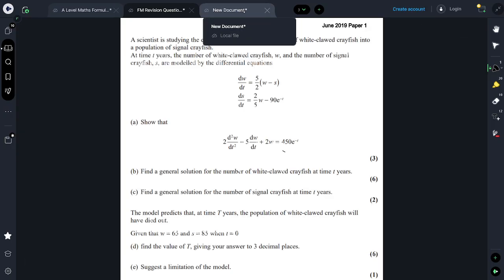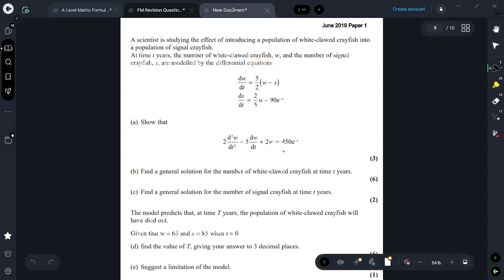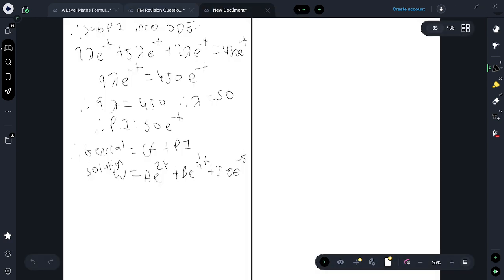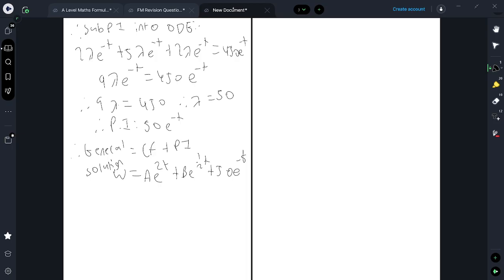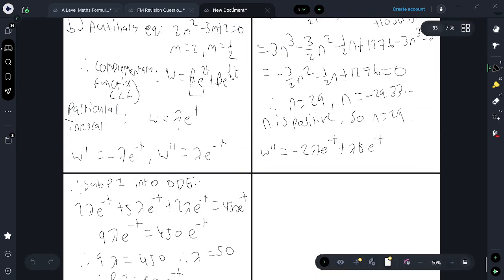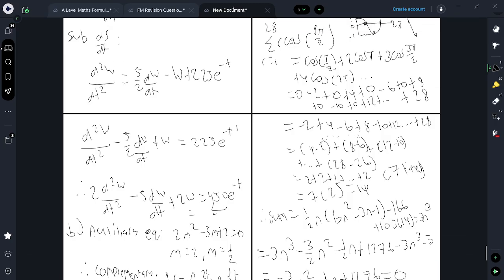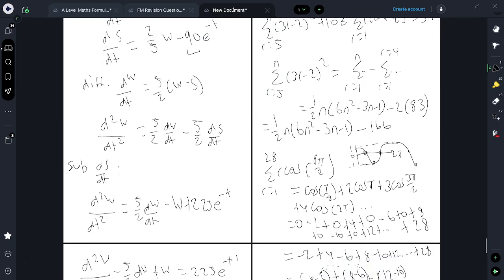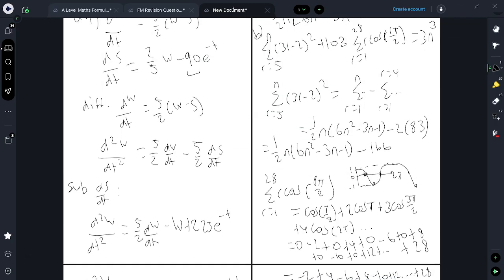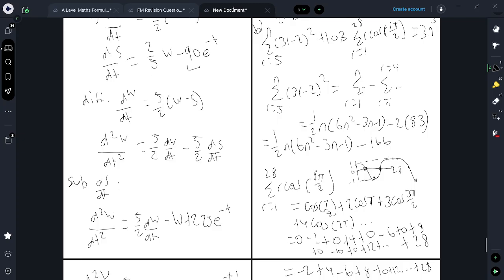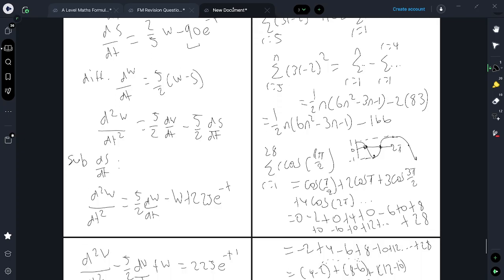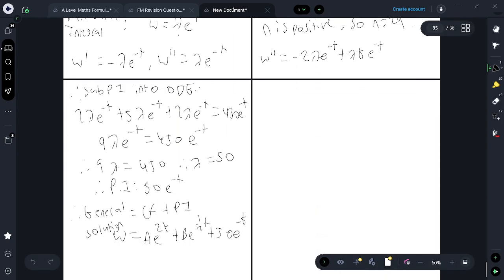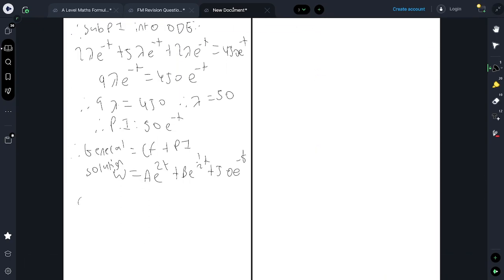Now it's saying to find the general solution for the crayfish. That is S, right? Crayfish is S. So that's only 2 marks, but we need to remember that we can use our original function here. The first equation: I'm going to write this again. dw by dt is 5 over 2 w minus 5 over 2 s.